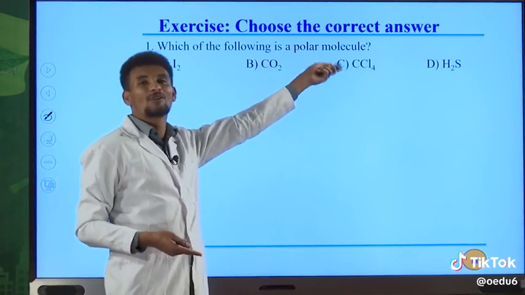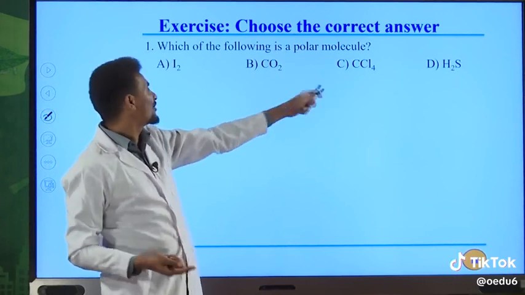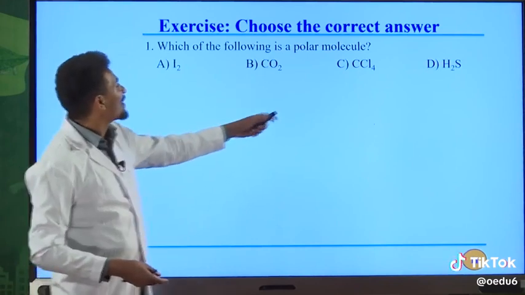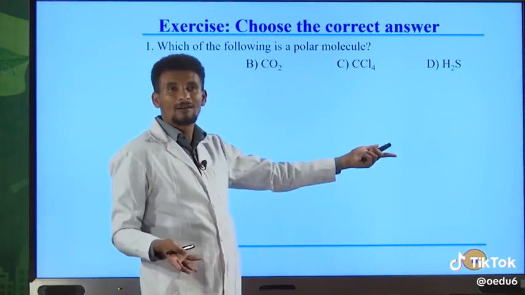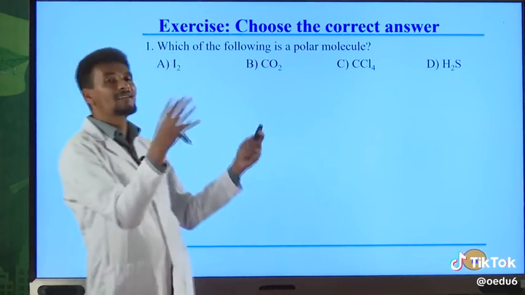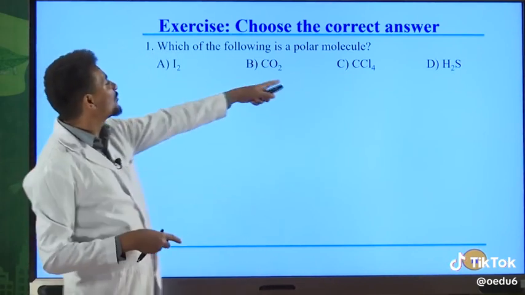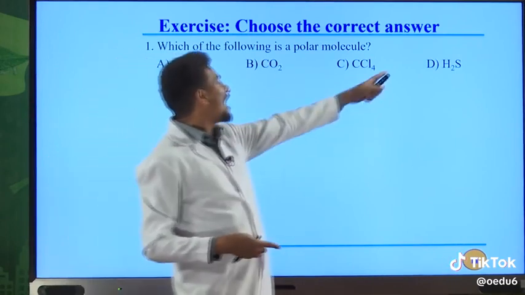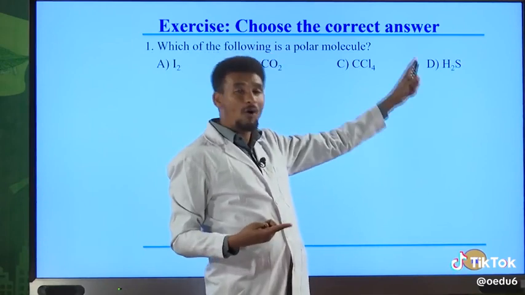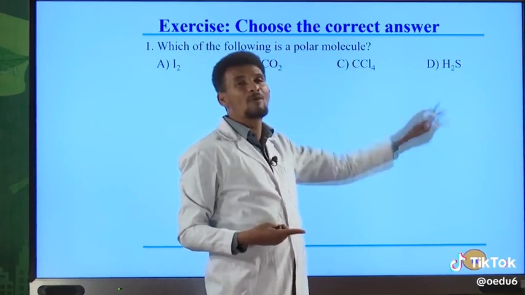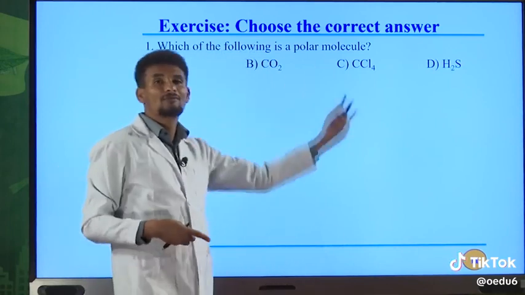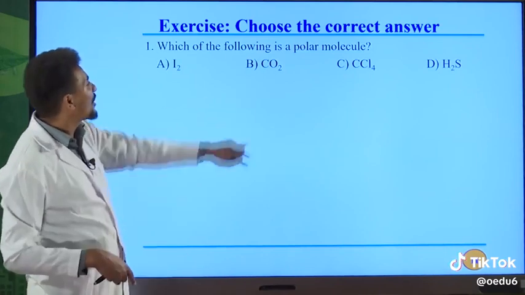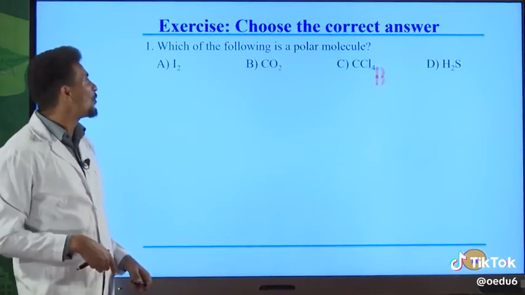We are talking about the molecule, not the bond. Therefore, the molecule is non-polar. I already told you about this one. Carbon tetrachloride is also non-polar because the vectors cancel each other, and its dipole moment is equal to 0. But hydrogen sulfide is a polar molecule. Its dipole moment is greater than 0, and the shape of this molecule is V shape. Therefore, this is a polar molecule, and the correct answer for question number 1 is D.